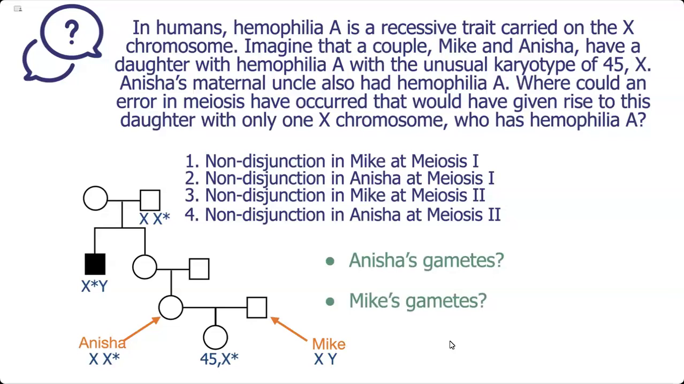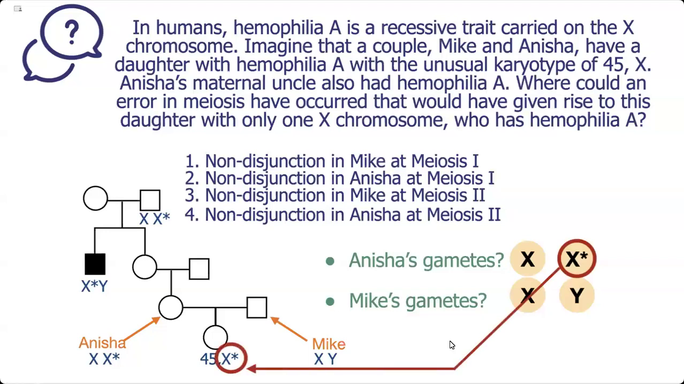So to answer this question, we need to look at Anisha's gametes and Mike's gametes and predict what they could be. So it's likely that Anisha's gametes are probably X and X with hemophilia, and Mike's gametes are probably X and Y. These are the gametes they produce in meiosis. But there has to be a mistake somewhere because the child is missing a chromosome. Well, the child has an X chromosome with hemophilia.